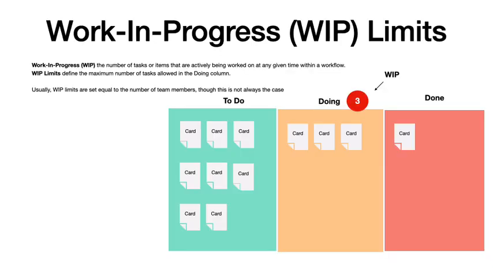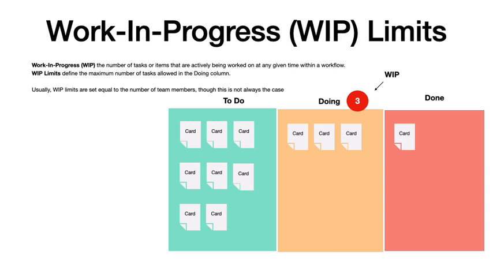The work-in-progress concept is crucial in Kanban, indicating the number of tasks being worked on within a workflow. WIP limits set the maximum tasks allowed in the doing column. Limiting WIP is vital as it prevents teams from handling excessive work simultaneously, avoiding inefficiencies, bottlenecks, and reduced productivity. Typically, the work-in-progress limit corresponds to the team size, where each team member focuses on one task at a time.